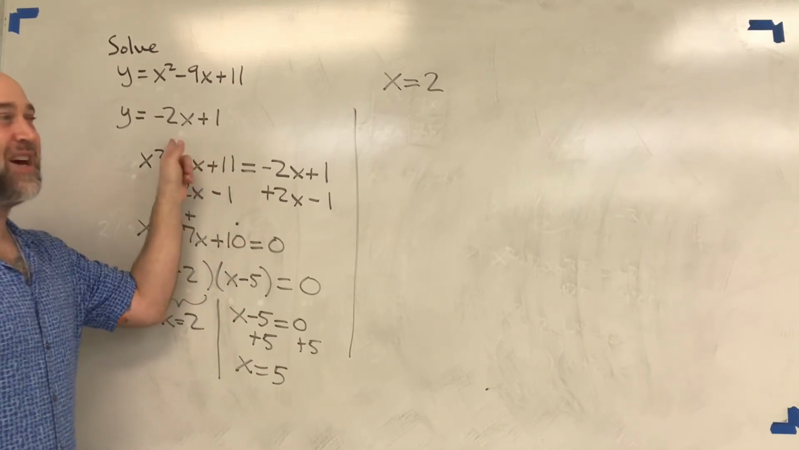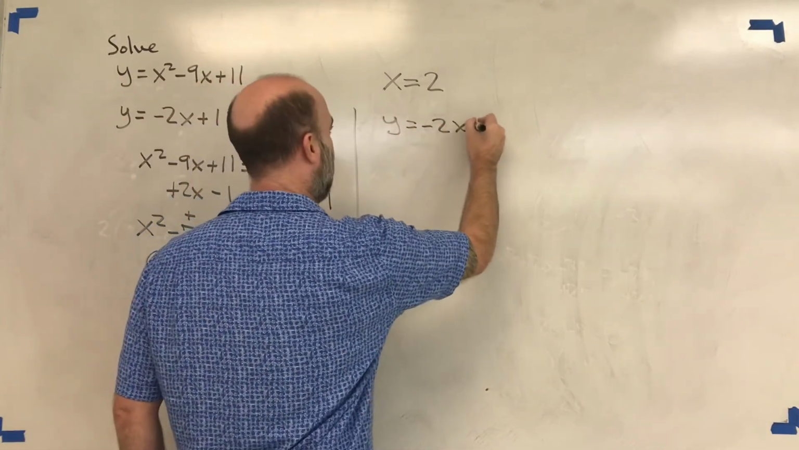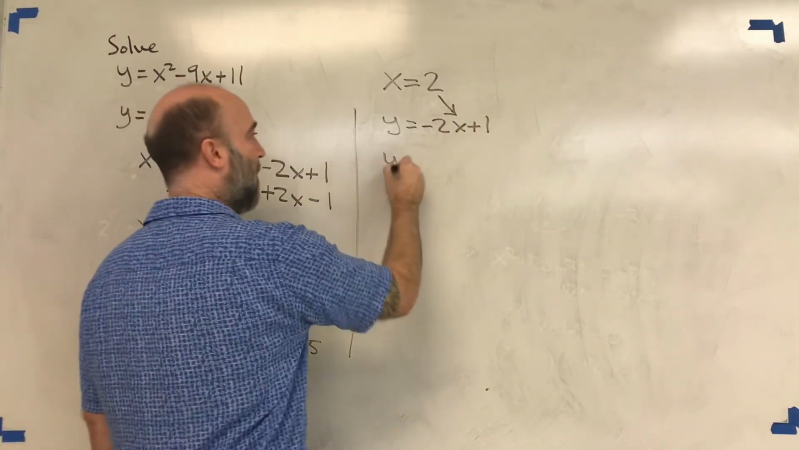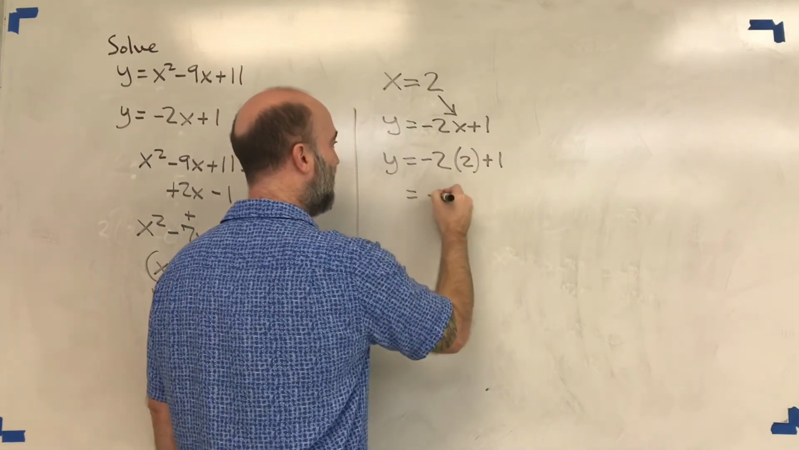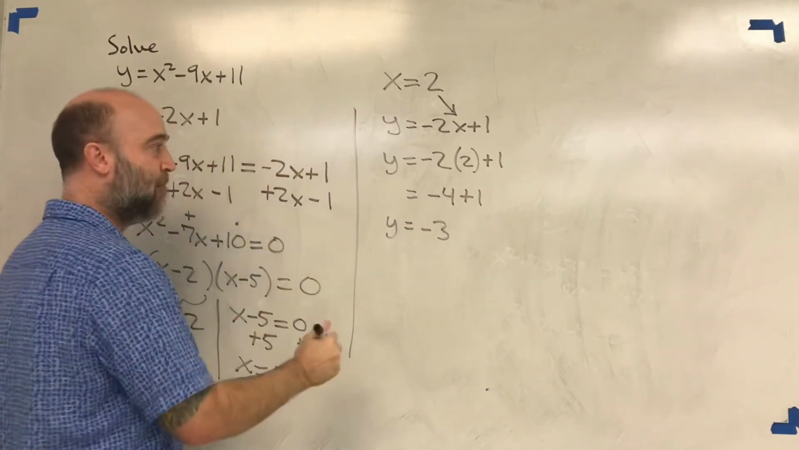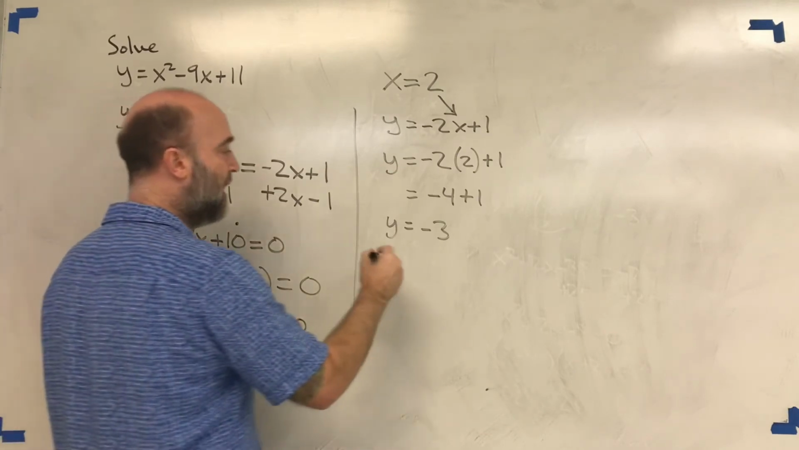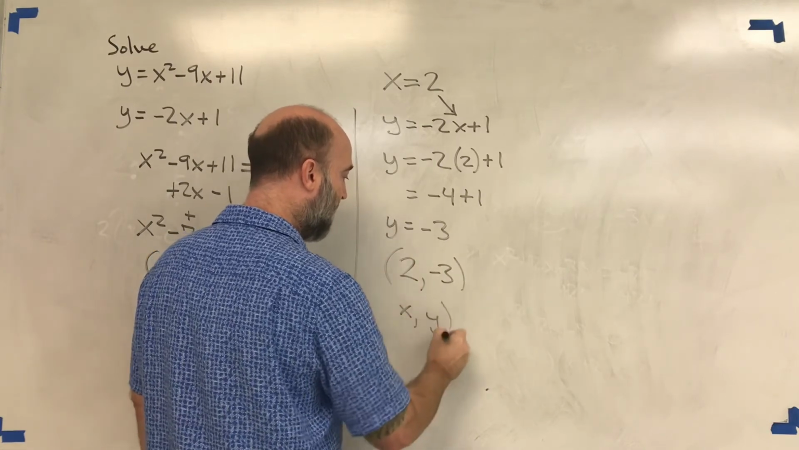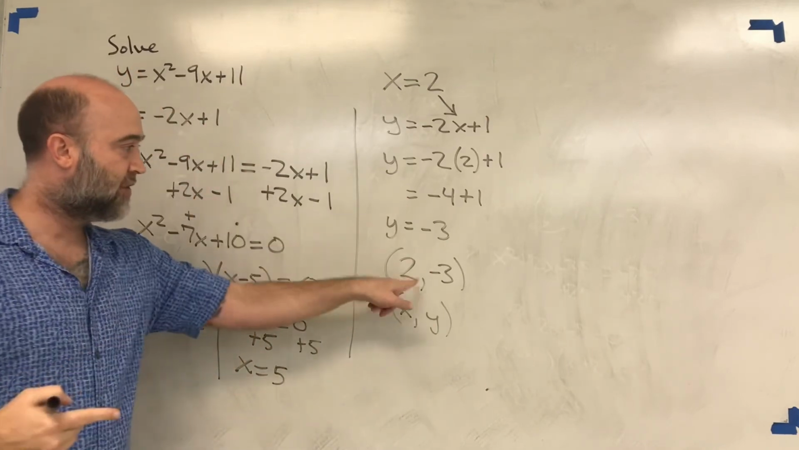Definitely the bottom one's a lot easier to use. We're looking for y here. y is equal to negative 2x plus 1, and that 2 is going in for x, so we can solve it. y is equal to negative 2 times 2 plus 1, which is equal to negative 4 plus 1. y is equal to negative 3. As a point, we always want to write these answers as a coordinate, as an ordered pair. 2 comma negative 3. That's your x comma y. So that's where they cross. They intersect at 2, negative 3.